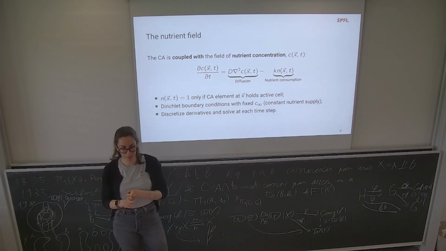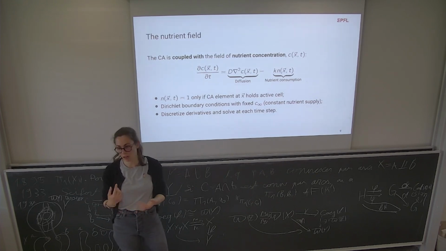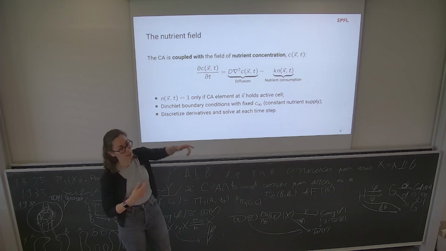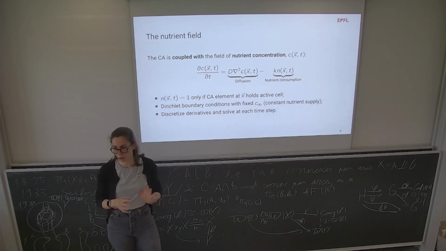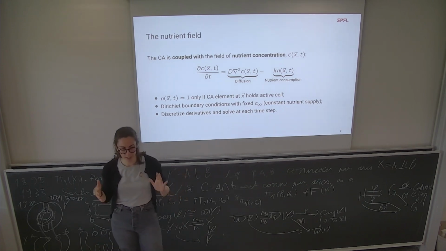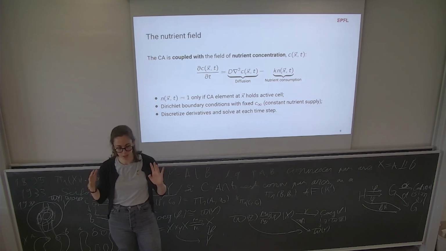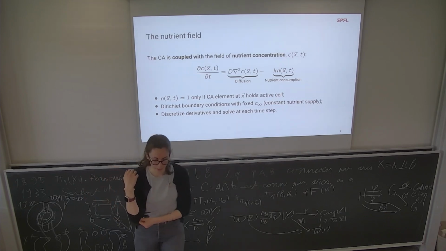N is yet another matrix where I encode the number of active cells. And so this N is 1 only if at position X the cell is active. Otherwise it's 0. So if there are no active cells, the nutrient simply diffuses. And then to solve this, I use Dirichlet boundary conditions, and I take fixed values at the boundary. Physically, this would mean that I have a constant supply of food from the boundaries of the system.